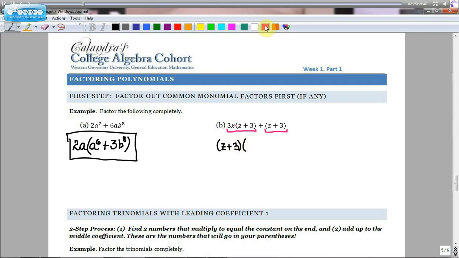And now I want to write what we have left. Okay, so let me write this for the first one too. So the 2a is what was factored out. And in the parentheses is what we have left. Okay, so similarly for our second example, the z plus 3 is what is factored out. And now in our parentheses we're writing what's left.